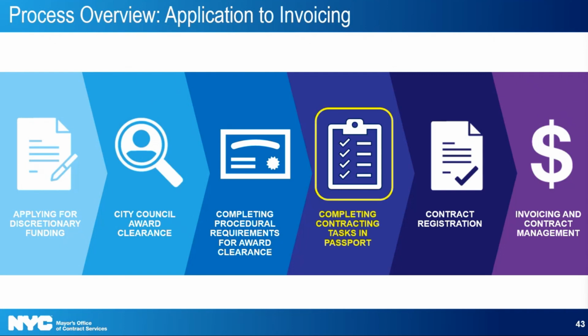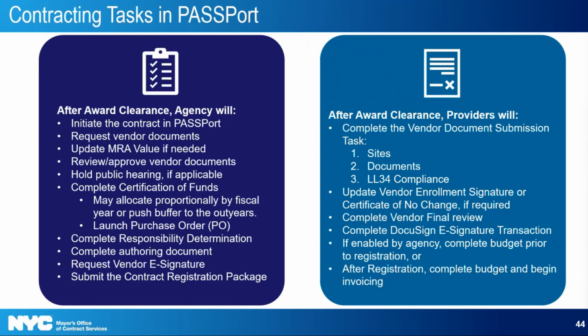Once an award has cleared, agencies may move on to contracting tasks to get the contract registered. After award clearance, agency users will need to initiate the contract to begin the registration process. The contracting workflow is made up of multiple tasks that run parallel to one another, including vendor document request and approval, certification of funds, and public hearing. Some tasks, namely the purchase order, responsibility determination, and authoring, necessitate their own workflows. Note, agencies cannot change the contract amount after e-signature. If an MRA update is beneficial, your agency should evaluate at the beginning of the contracting workflow or process an amendment after registration.